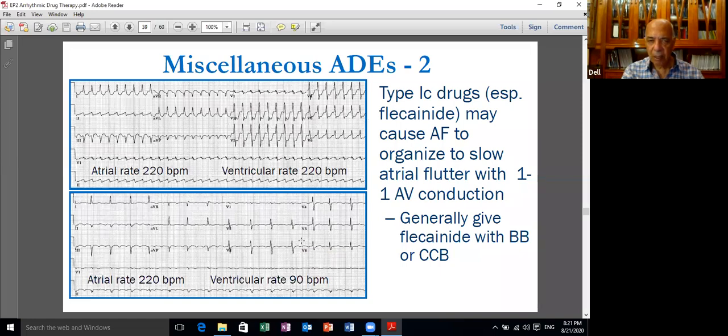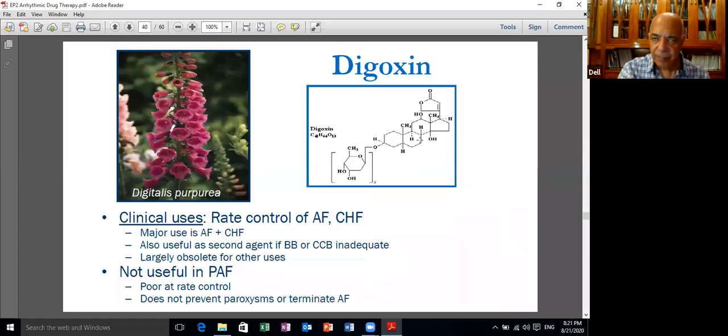If you give beta blocker, which is the recommendation with these drugs, then you slow the rate down and you get the appropriate ECG. So don't use 1C drugs without prior beta blocking the patient. Otherwise, you get into problems with an accelerated atrial flutter and ventricular tachycardia looking ECG.